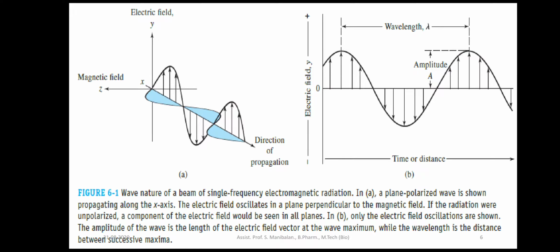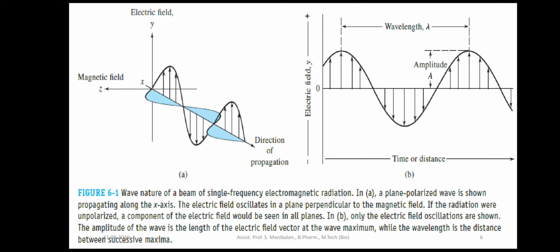Okay, nice. In picture A, you can see that EMR has two properties. One is the electric property, which is shown by the arrowhead, and the magnetic property, which is shown in blue color, in the perpendicular direction. So each is perpendicular to the other. Each field is perpendicular to the other.